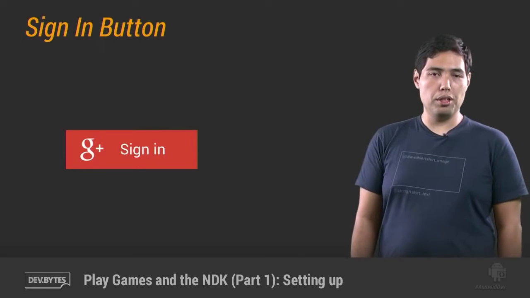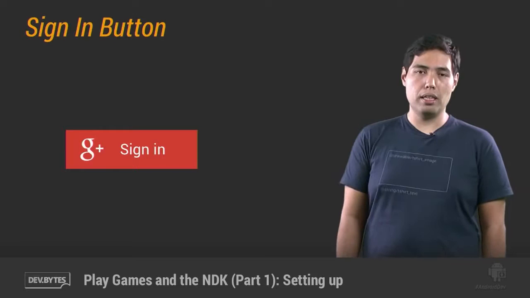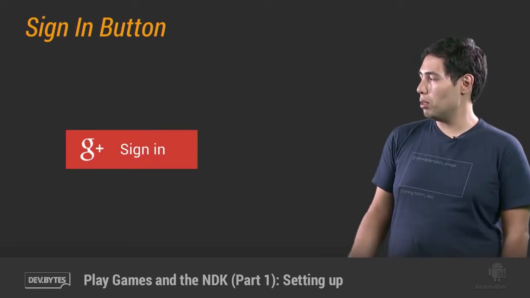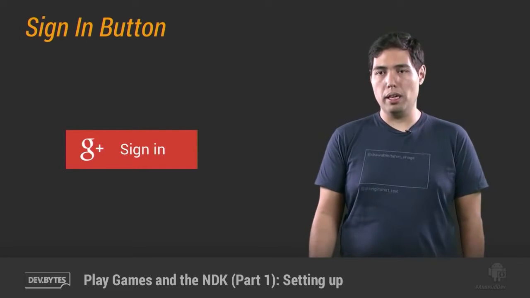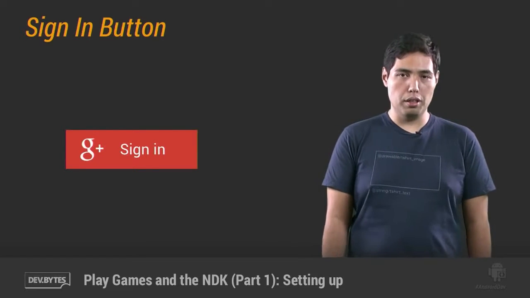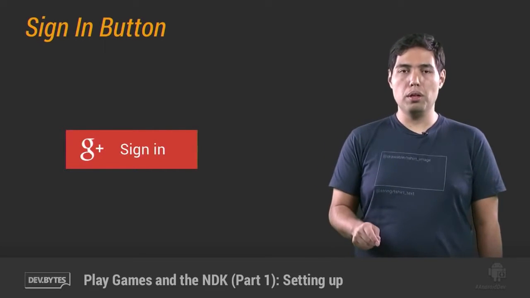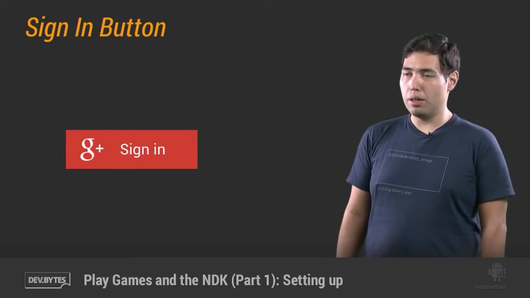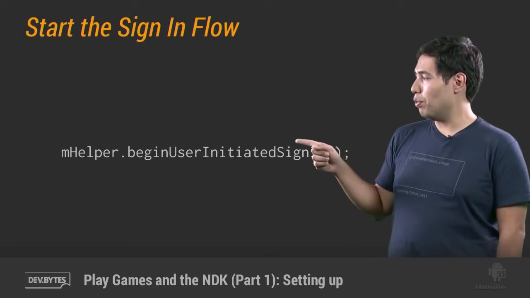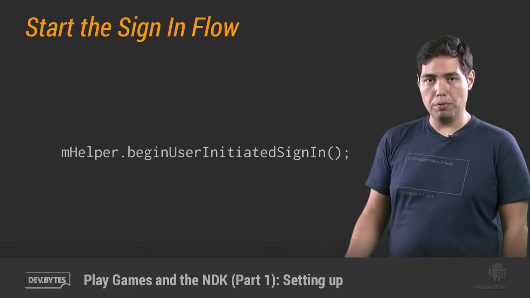After you're done setting up the JNI, you're probably going to want to have a sign-in button somewhere in your game. So the sign-in button pretty much looks like that. You have some liberty to customize it, but when the player clicks on it, you should start the sign-in flow. So the sign-in flow is the whole set of dialogues that the player has to click through to actually authorize your game to access the Play Games API. So when the user clicks that, what you want to call, this is in Java, of course, is mHelper.beginUserInitiatedSignIn. So that's going to begin the whole sign-in flow.